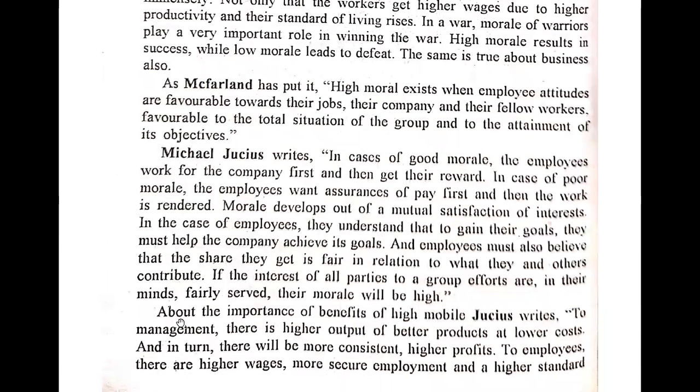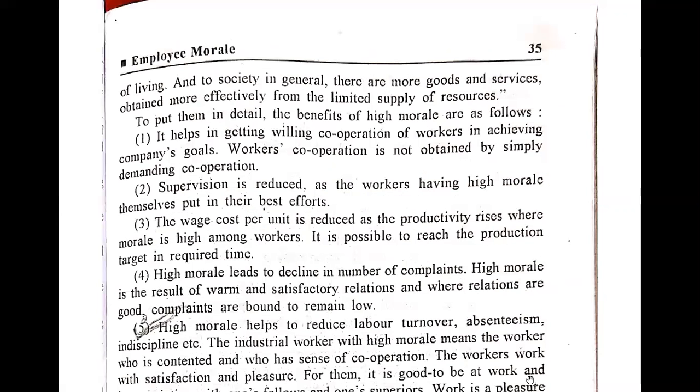So, guys, we will see the importance and benefits of high morale, right? To management, there is higher output of better products at lower cost, and in turn, there will be more consistent, higher profits. To employees, there are higher wages, more secure employment, and higher standard of living. And to society in general, there are more goods and services obtained more effectively from the limited supply of resources. To put them in detail, the benefits of high morale are as follows.